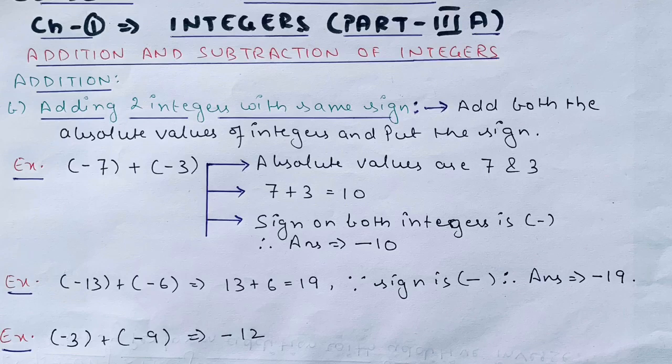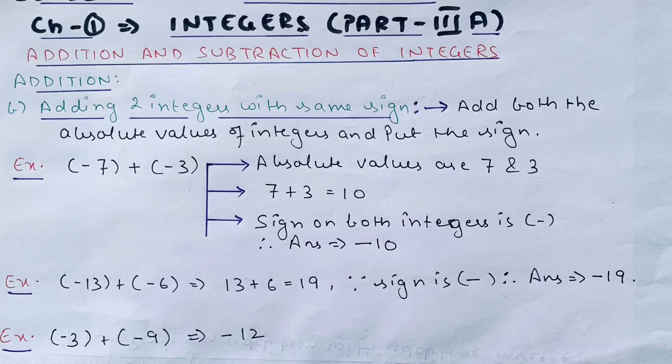So if you are having two integers which have the same sign, you will follow this method. You will just add the absolute values of both integers and put the sign. One sign is in front of both the numbers; that sign you will put. See the example.